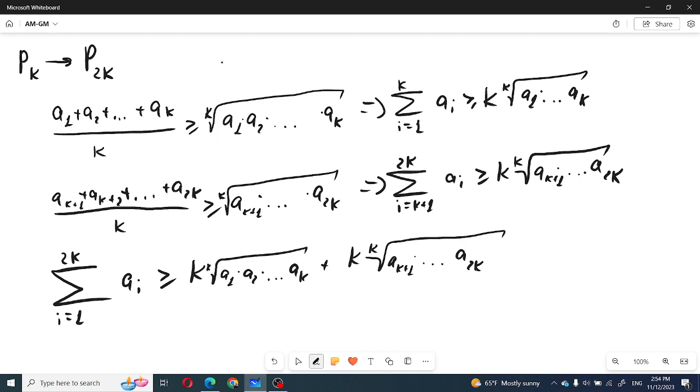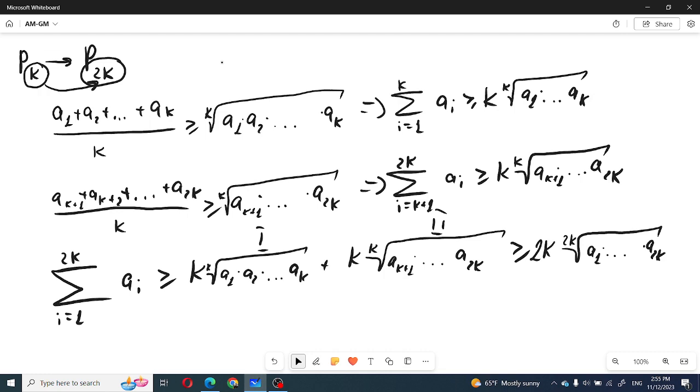But now we can also write AM-GM for these two numbers. If we take this k out of brackets, we are given two numbers, the kth root of the first one and the kth root of the second one. Now if we apply AM-GM once again, we get that this is greater than or equal to 2 times k times the 2kth root of the numbers from a1 all the way up to a2k. So this was all we wanted to show. From the point k, we have moved to the point 2k.